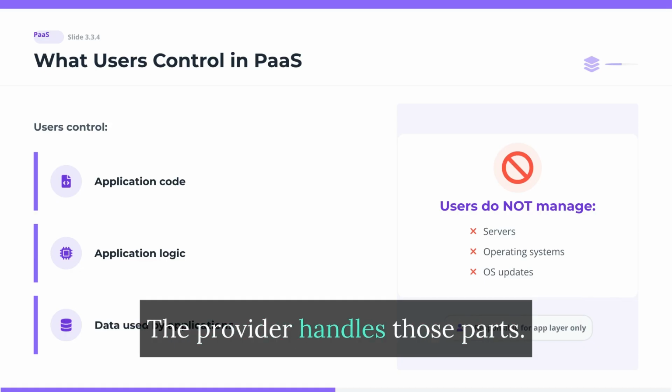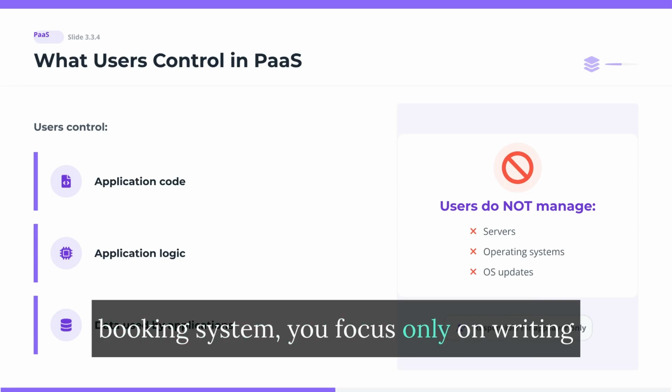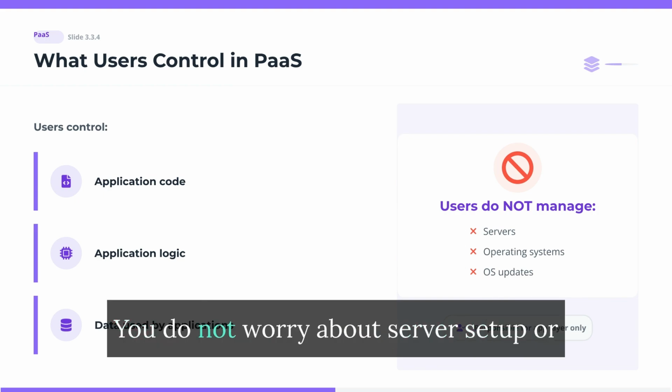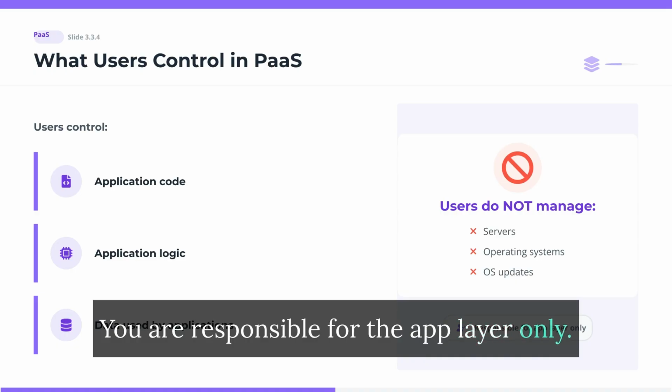The provider handles those parts. For example, if you build an online booking system, you focus only on writing code and setting rules. You do not worry about server setup or system updates. You are responsible for the app layer only.